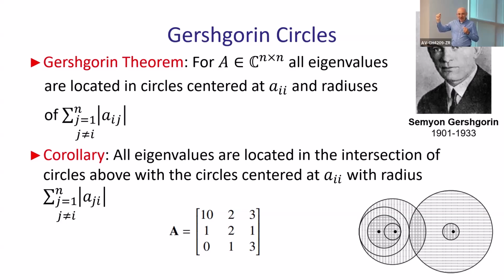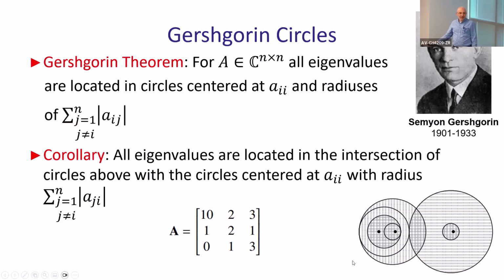The radius of that circle is the sum of the rest of the entries on the same row. So for example, let's say you have a 3 by 3 matrix, okay? The center point here is 10, which will be somewhere here, close to the black dot, in the middle of the circle. This is 10, and then you add 2 plus 3, and this will be the radius of your circle, which is 5. So this is a big circle, radius 5, with center at 10, all right?